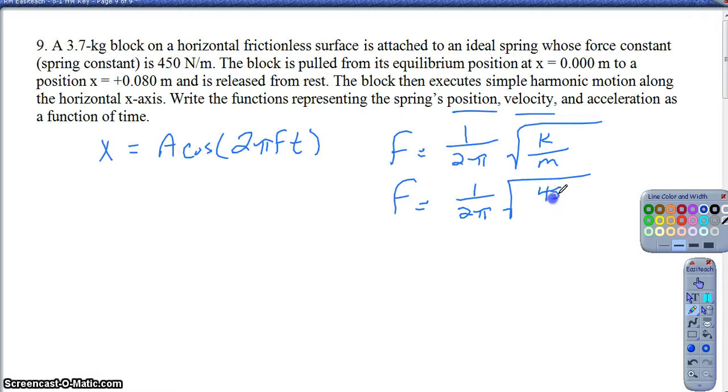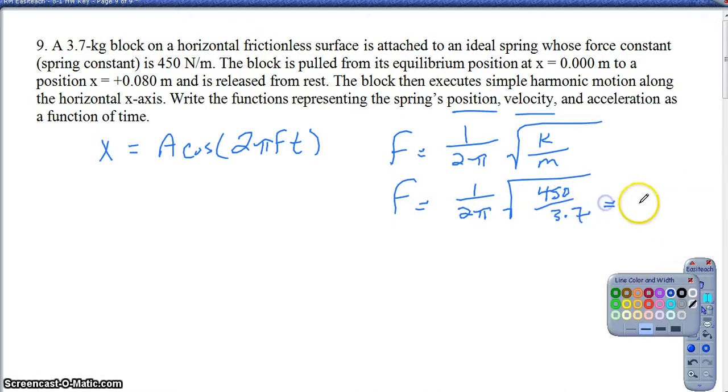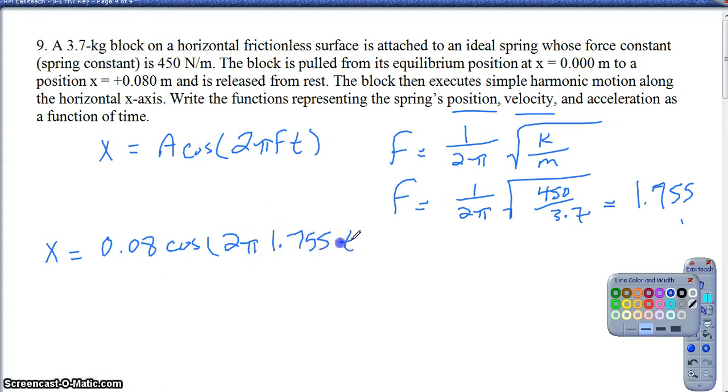Plugging this in, 3.7 for my mass, and calculating that, I get the frequency to be about 1.755. Your period is probably close to 0.5 something. Anyway, I've got that number to work with. So plugging everything in for my position function, which is the first thing they wanted me to find, my amplitude again 0.08 times cosine of 2 pi times 1.755, and then t.